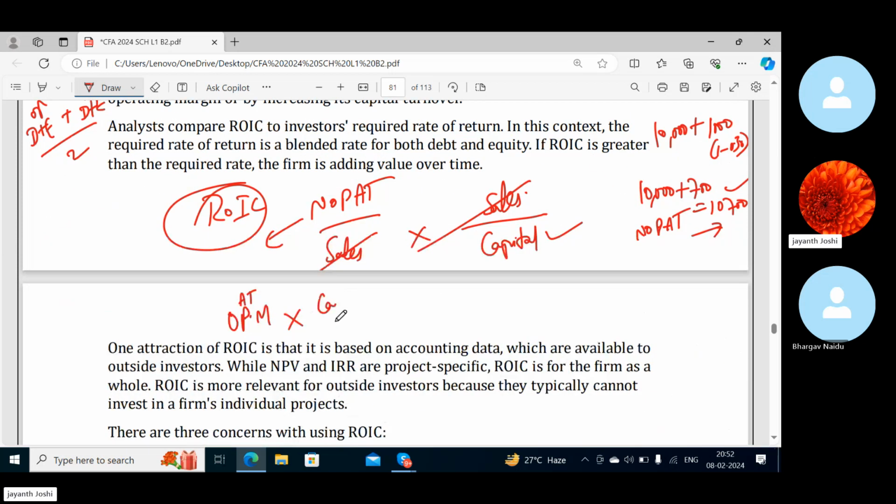So capital, because the capital we raise in the business or in the company, we are generally going to use that money for buying the assets for the company, and the assets we are buying are only for the sole purpose of generating revenue. So capital turnover or asset turnover. So operating profit after tax margin into asset turnover or capital turnover is nothing but ROIC.